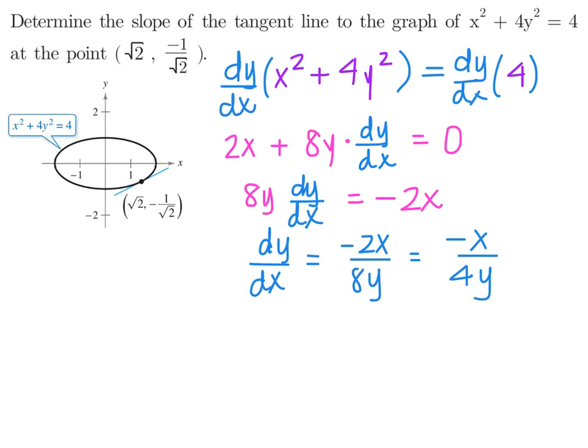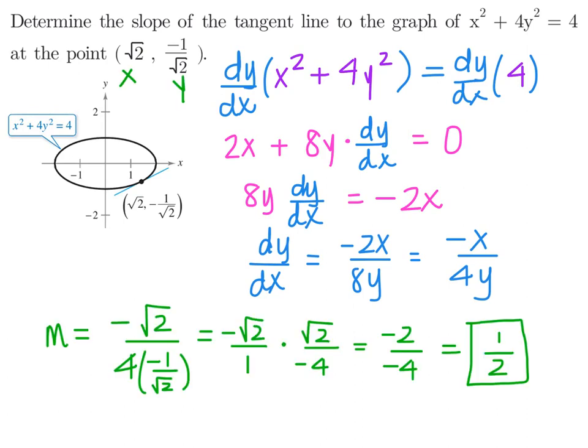So my job isn't done. I need to plug in this root 2 for x and this negative 1 over root 2 for y and see what I get for the slope. So once I plug all those things in and I simplify, I get the slope of the tangent line at this point is 1/2.